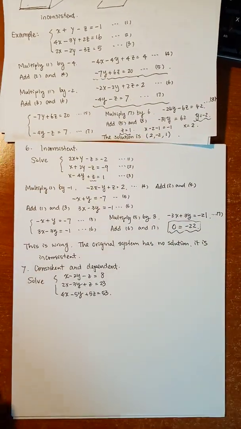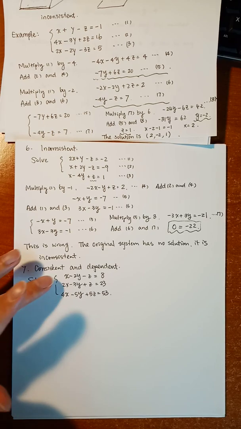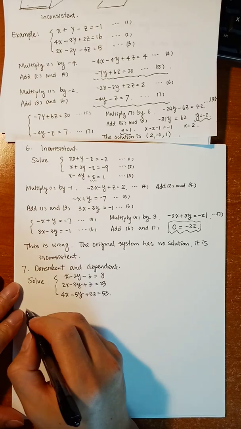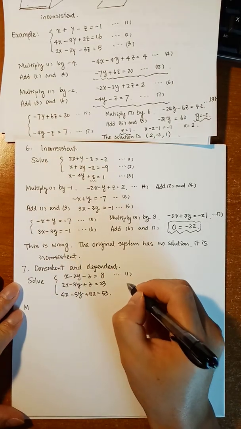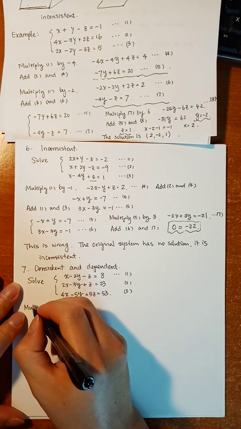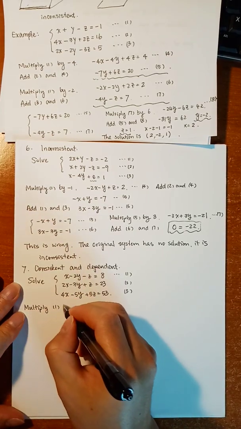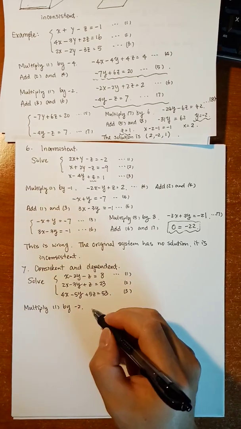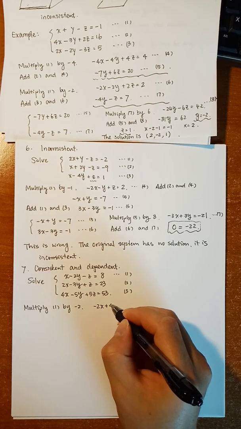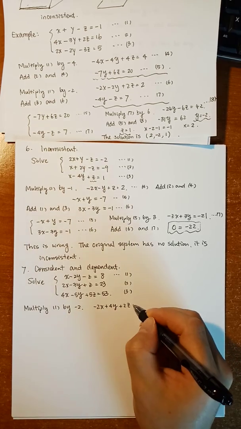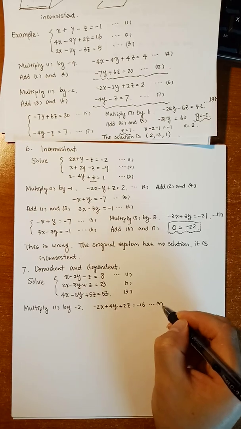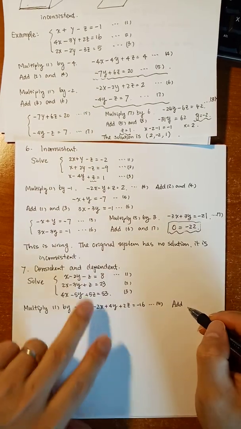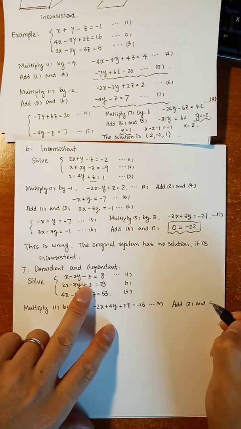Okay. Well, again, I'm trying to eliminate x. We have equations 1, 2, 3. Multiply equation 1 by negative 2. I'm trying to cancel x. So I will get negative 2x plus 4y plus 2z is equal to negative 16. This is equation 4. And add 2 and 4.